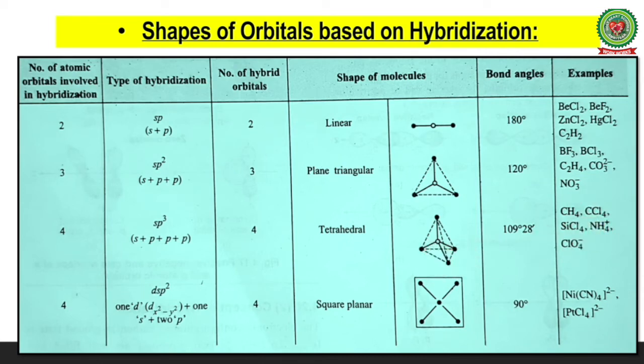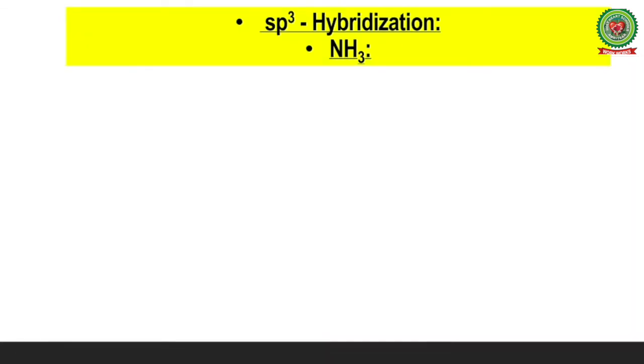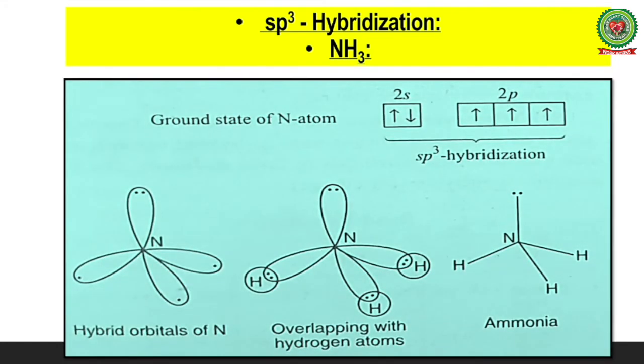But let us take some other examples in which the shape of the molecule is tetrahedral, but there are lone pairs also present. The first example in sp3 hybridization is ammonia, that is NH3. In this, the ground state of the nitrogen atom has 2s filled and there are 3 electrons in the 2p orbital. This all together forms sp3 hybridization.